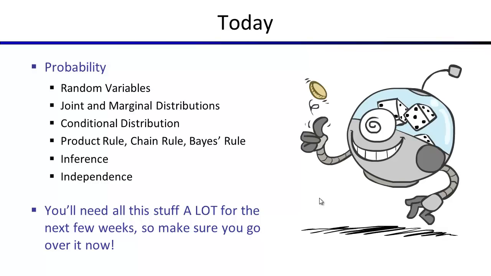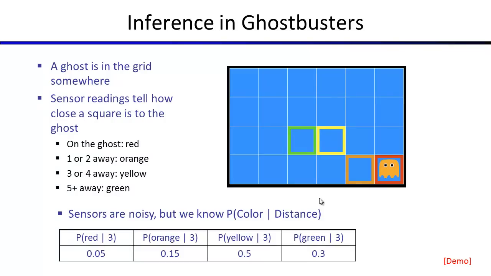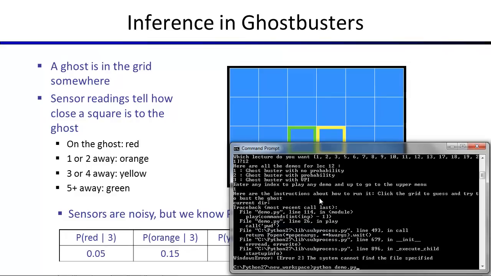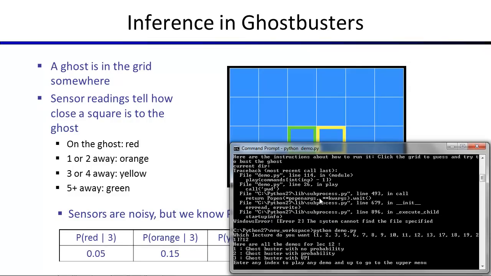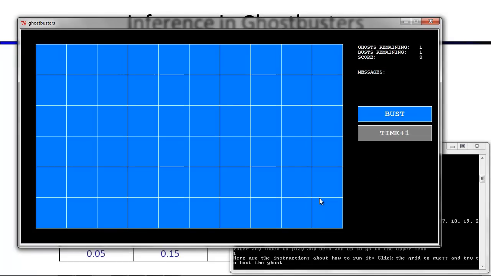All right, so let's look at a demo that we can look at already. Ghostbusters. So the idea here is that there is a grid. In this grid, somewhere there is a ghost who's hiding. We don't know where the ghost is, but we know there is exactly one. We can make measurements. If we happen to measure on top of the ghost, we don't know that we measured on top of the ghost. All we get is a color back. We get red, orange, yellow, or green back. These four colors, how they show up depends probabilistically on how close we are to the ghost.